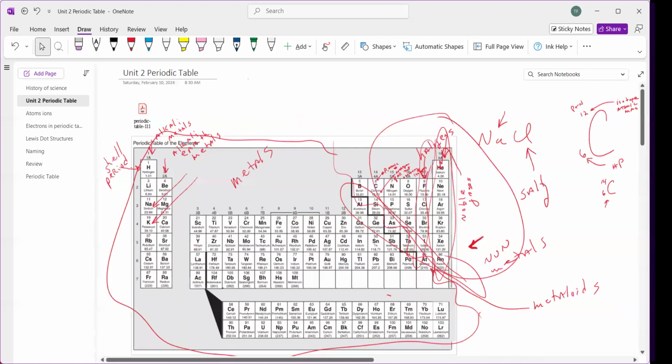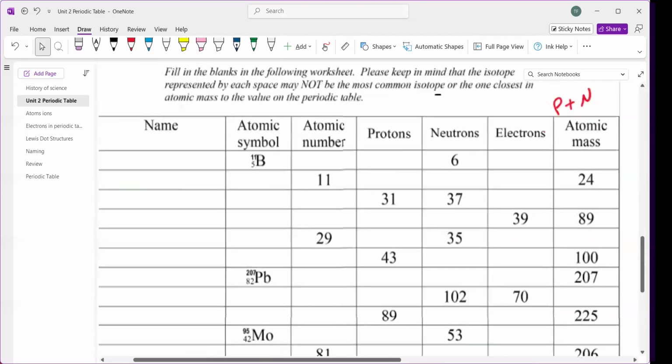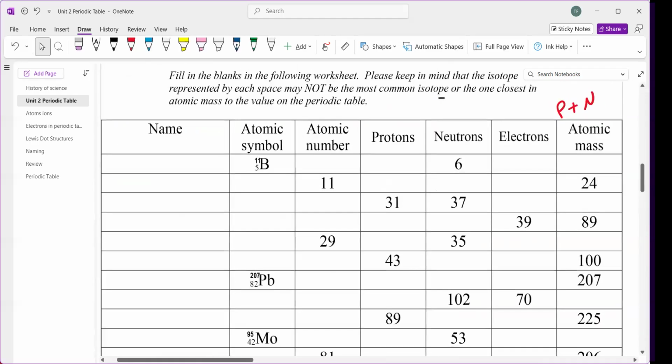Okay, so let's look at this worksheet I gave you. This is the handout. Everyone needs to get this handout. Raise your hand if you didn't get one. Okay, there's a couple over here. And if you look on the back, the answers are on the back.